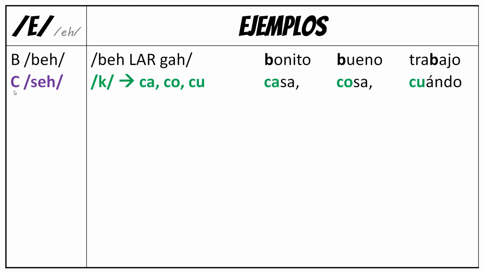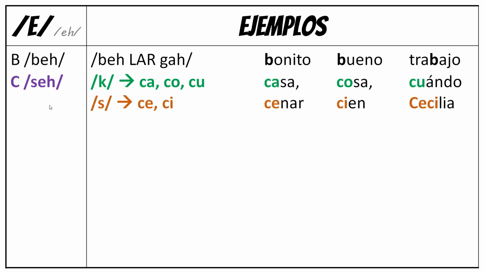C is C. Letter C can be a little bit tricky. It can have different pronunciations. When followed by A, O, or U, it sounds like K, like Ka, Ko, Ku. For example, casa, cosa, cuando.